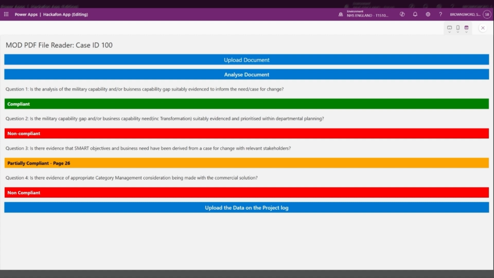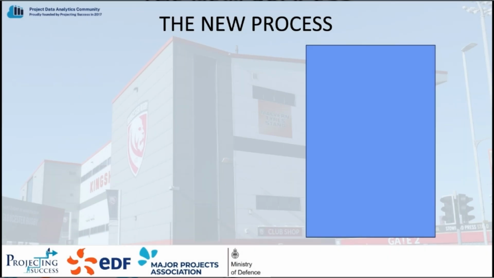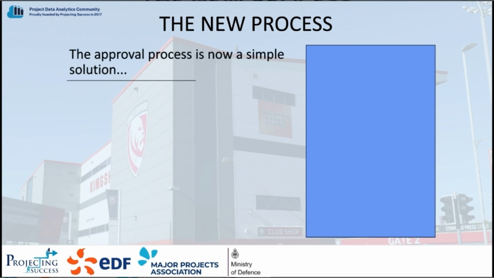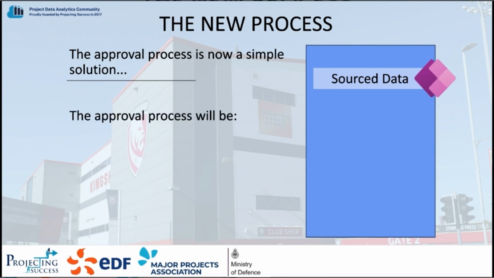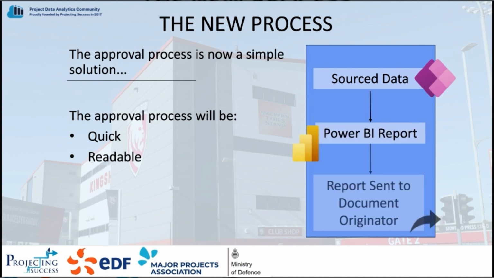And once you've reviewed it and you're happy with the responses, you simply click on upload the data onto the project log. This will then transfer the information from this tool into a database, which then feeds into Power BI, which you can then use to do your analysis. The approval process is now a simple solution of seeing the results of the LLM comparison within the Power App of a single project proposal document, making the whole process quick and readable. The info from the Power App will be shown in a Power BI report, which can be used to show the document originator what areas are missing.